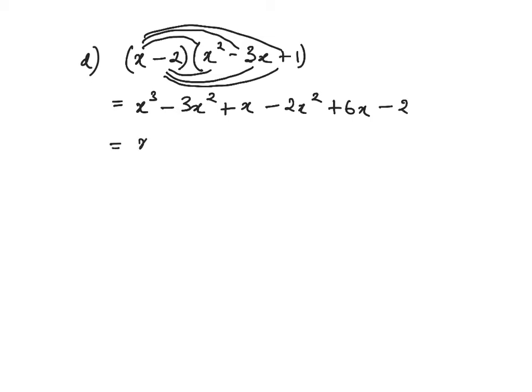Now we have only the 1x cubed term. There's a 1x squared term, remembering to include the negative. So that's minus 5x squared. And we have a plus x and a plus 6x. That's plus 1 plus 6 is plus 7x. And the last term is a minus 2.